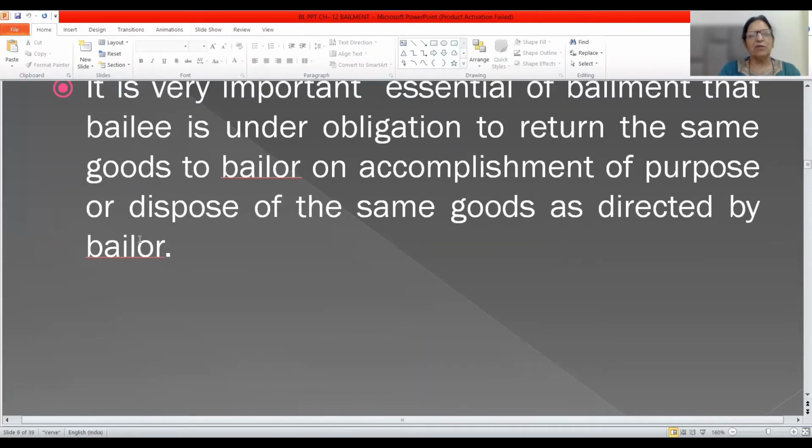And now, friends, the same goods are to be returned. Return of specific goods is another point, because the same goods are to be returned when the purpose is over. The same goods are to be returned by the bailee to the bailor. Say, for example, friends, A has given his Acer computer to B for repairing purposes. Then it is the same Acer computer which has to be returned after the computer has been repaired by the bailee to the bailor. So, return of specific goods after the purpose is over is another example of this, that specific goods are to be returned by the bailee to the bailor after the purpose has been accomplished.